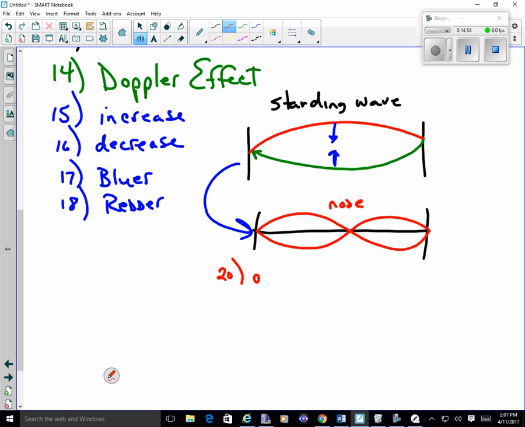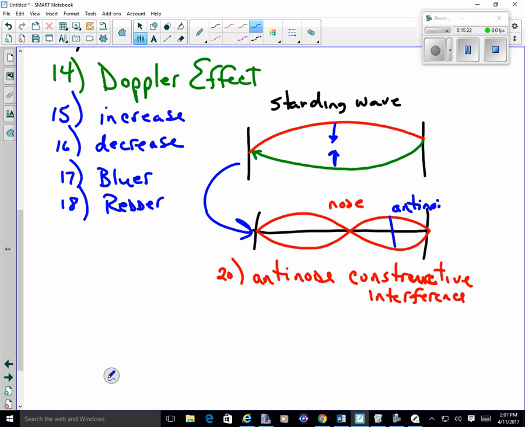Constructive. I got to spell that one more time. Constructive. There you go. Constructive interference. And so this part here would be called the antinode. The part in the middle where there's no movement whatsoever, node movement right here, is the answer to number 21, I think, for the node.